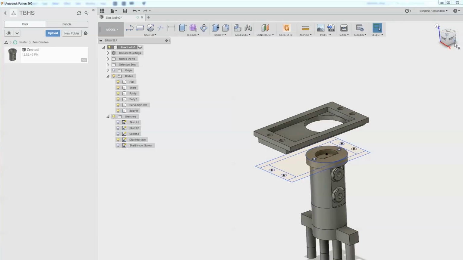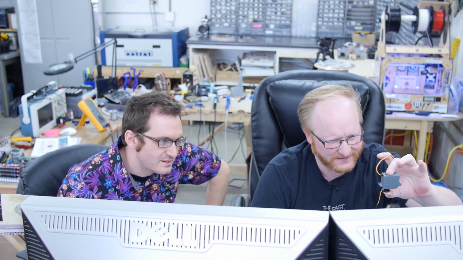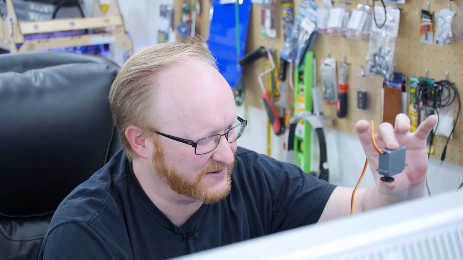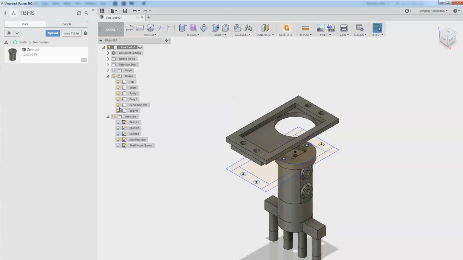Mm-hmm. But that is the distance. So if we think about this right there. Yeah, and even looking at it like this, obviously the camera can't see this, but it lines up pretty good. Yeah, I think what we could do is maybe just print this real quick, just to make sure it's right. Mm-hmm. And then we can continue designing from there. Right on.